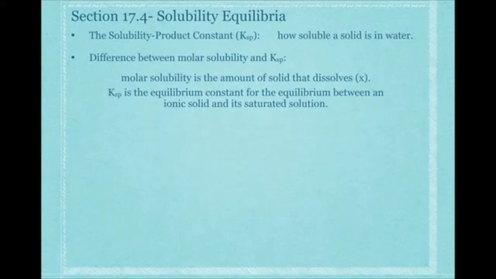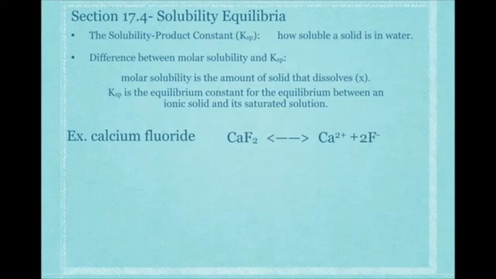So that's just your equilibrium constant, while molar solubility is the change in concentration or the change in the amount of solid you have. So the first thing that we need to be able to do is actually write out the equations for the dissociation of an ionic solid. So if I'm given calcium fluoride, it's going to dissociate into its ions. So its ions are going to be calcium ions and 2 fluoride ions. So that's the dissociation of calcium fluoride.